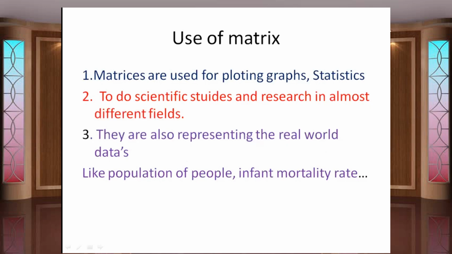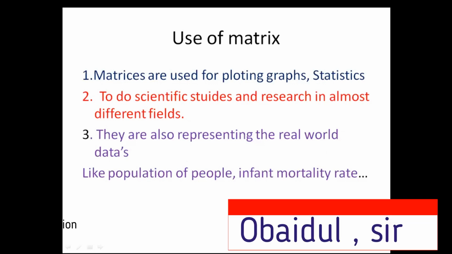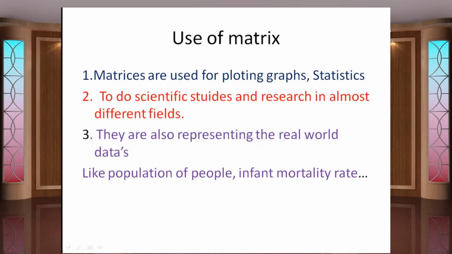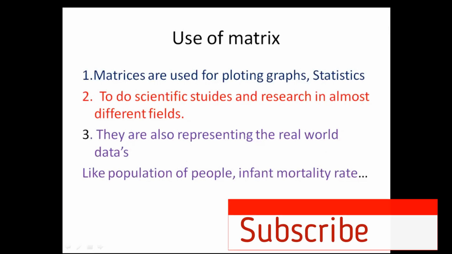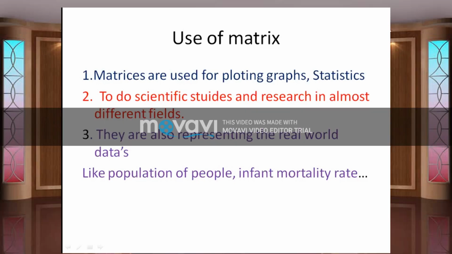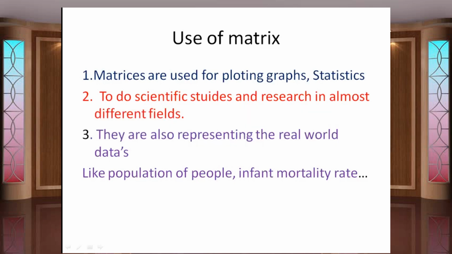The first one is that matrices are used for plotting graphs and statistics. That means for plotting any graphs, you must need the matrix. Second, to do scientific studies and research in all different fields, you need matrices. Also, matrices represent real world data like population of people and infantile mortality rate. That means matrix or mathematics is related to our real life. So now you know how many uses or applications of matrix there are.